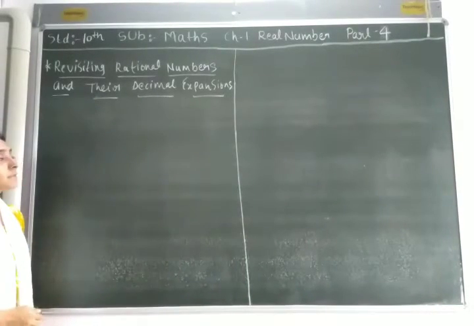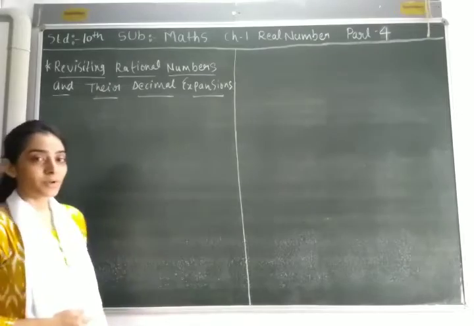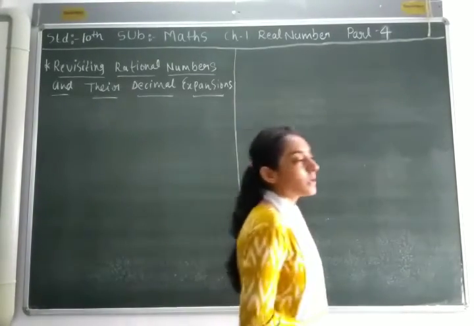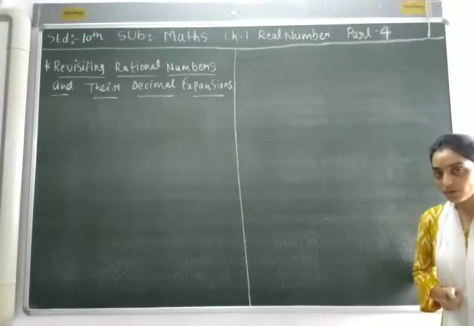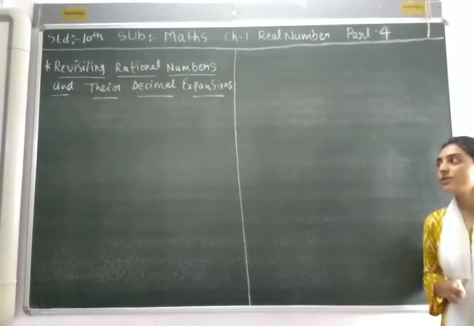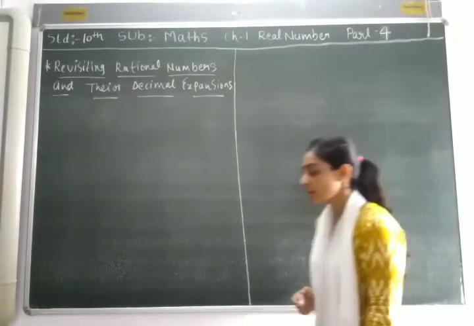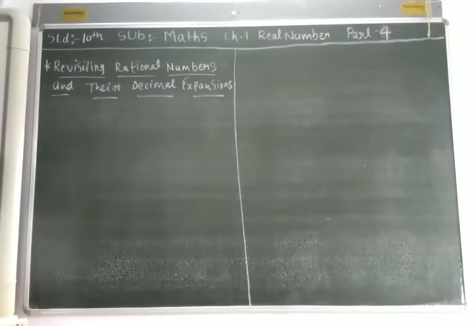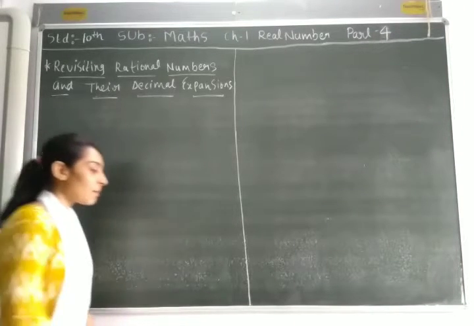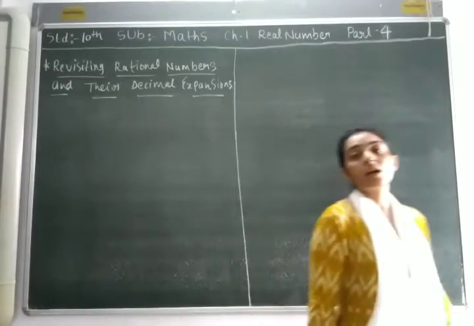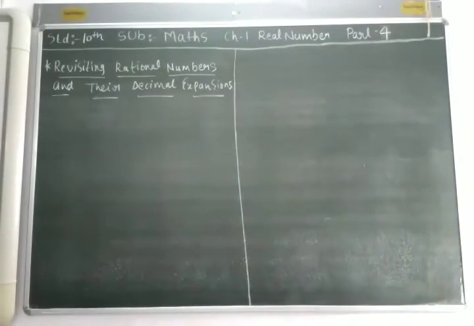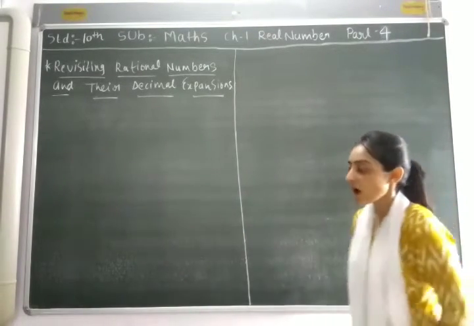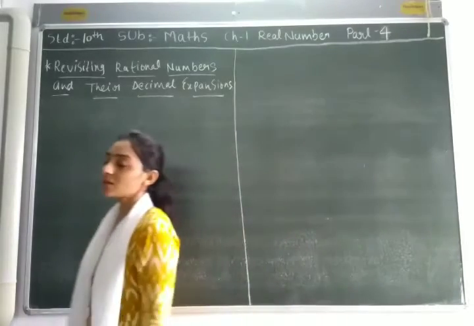Standard 10th, subject maths, chapter number 1, real number, part 4. In a previous video, we have seen the application of the fundamental theorem. We have seen one application which is irrationality. To prove irrationality, how do we prove it?